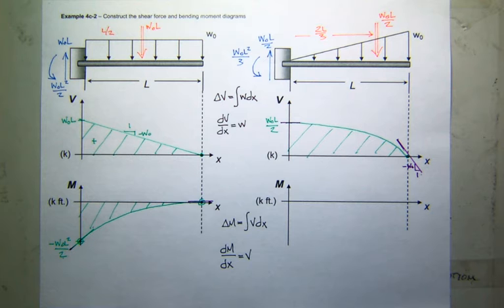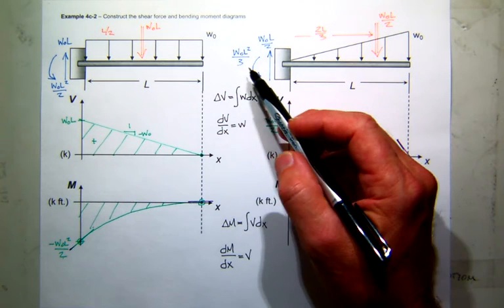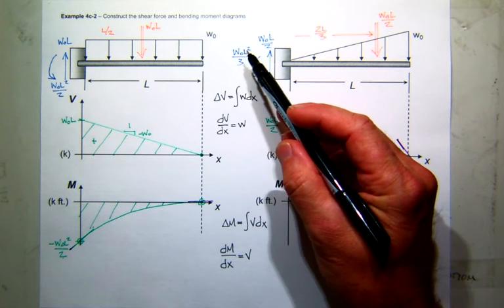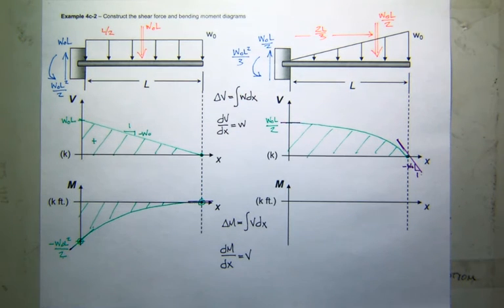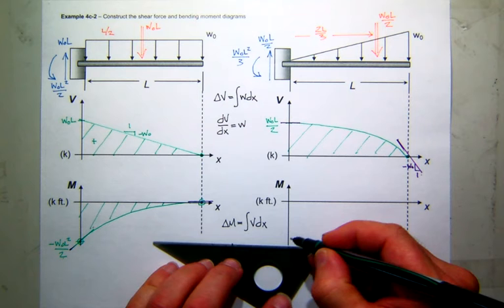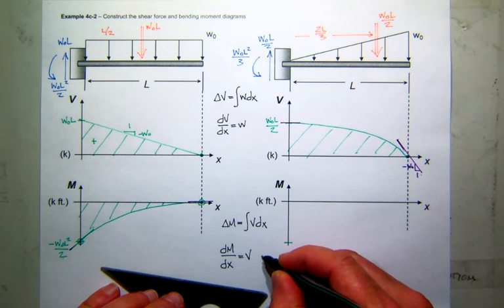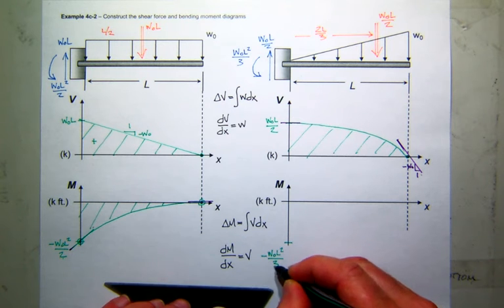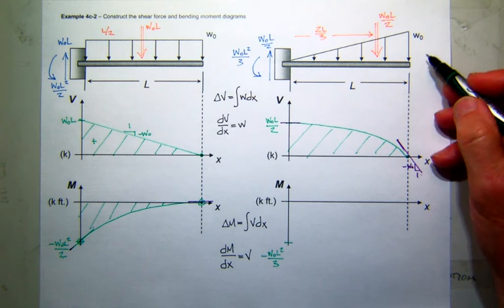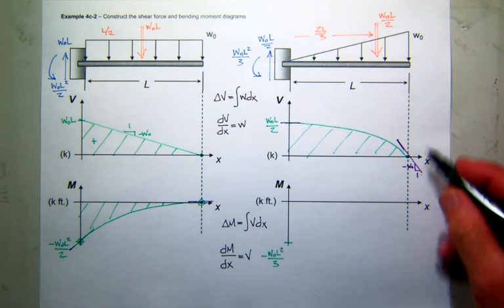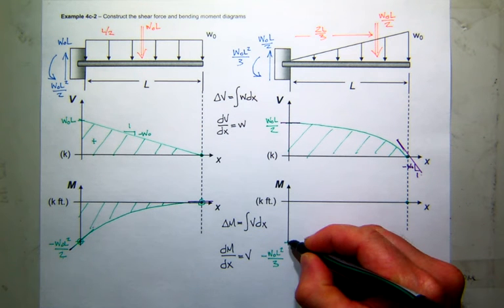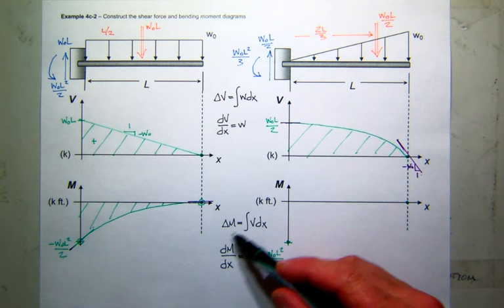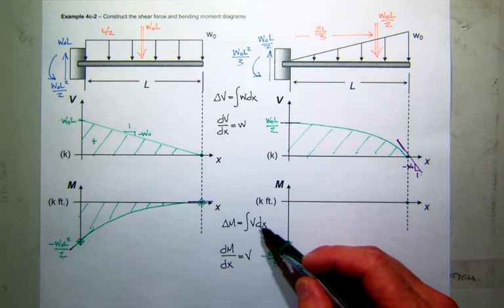So now I draw my moment diagram. What's the starting bending moment? W naught L squared over 3. Is that positive or negative? It's negative. So I'm going to start off at a negative W naught L squared over 3. What's the moment at the free end? 0. I can check to make sure that's true because I know the change in moments equals the area of the load curve. I mean the shear curve.